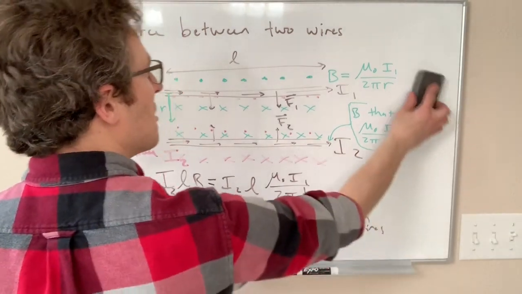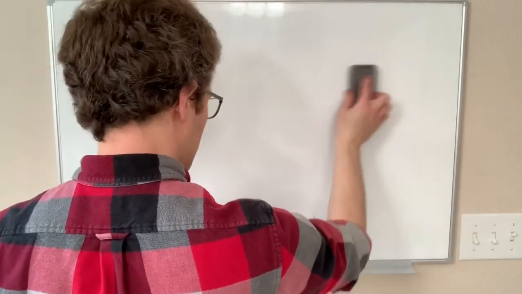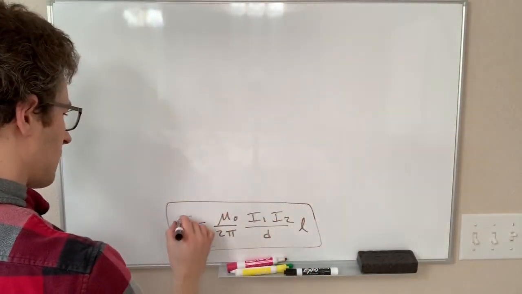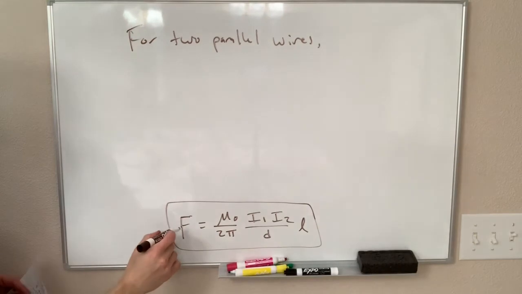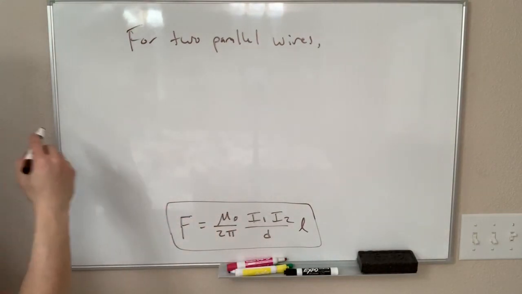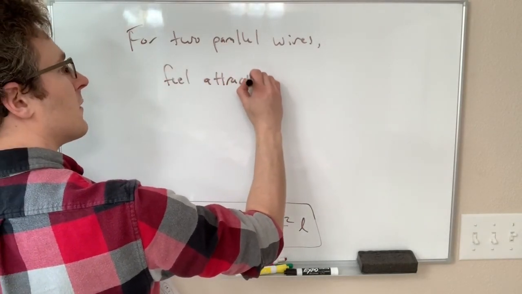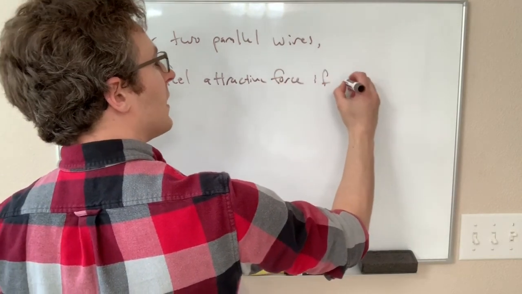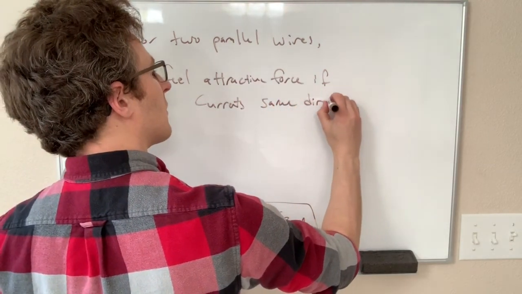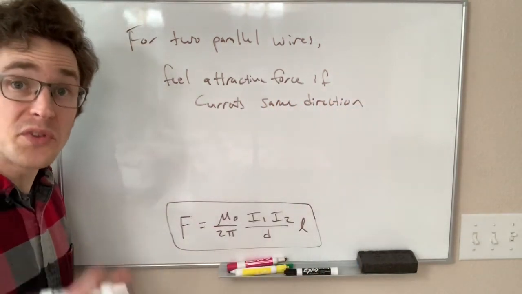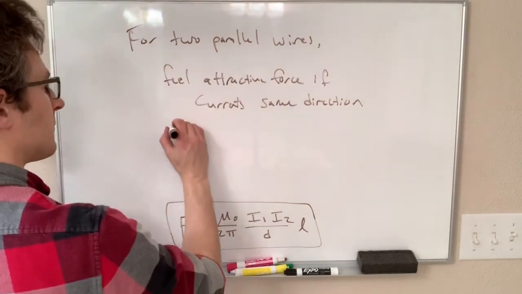This board is kind of a mess, so we've done enough derivation. Let's just write the facts that we know now. I'll leave the equation up here. So for two parallel wires, the force between them is given by this, where the two currents are I1 and I2. They feel an attractive force if the currents are in the same direction. They're going to feel a repulsive force if the currents are in opposite directions. I'm not going to show this, but you can show this yourself with the right-hand rule.